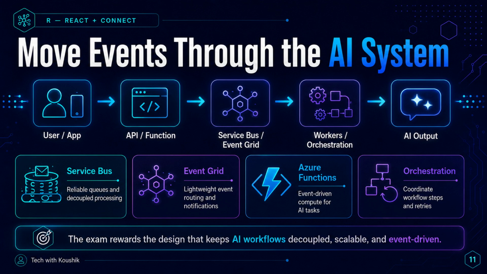The important concept here is decoupling. The user-facing application should not always wait for every background task to finish. Messaging allows components to work independently. It also improves reliability and scalability. In exam scenarios, pay attention to words like queue, retry, notification, trigger, workflow, and orchestration. Those words often reveal the correct architecture pattern.